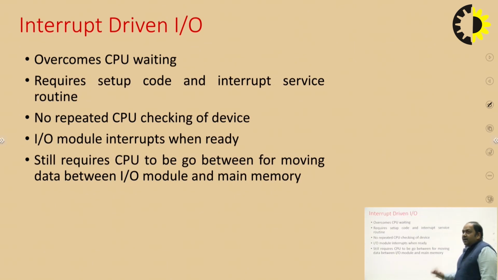Another one is the interrupt driven input output mode of transfer, in which we overcome the CPU waiting condition. There is an interrupt, a signal which tells the CPU to perform the instruction. This overcomes the CPU waiting time, and requires setup code and an interrupt service routine. There is no repeated CPU checking of the device. Once the device is checked, the CPU initiates the transfer, and it still requires the CPU to go between the data and the input output module and main memory.